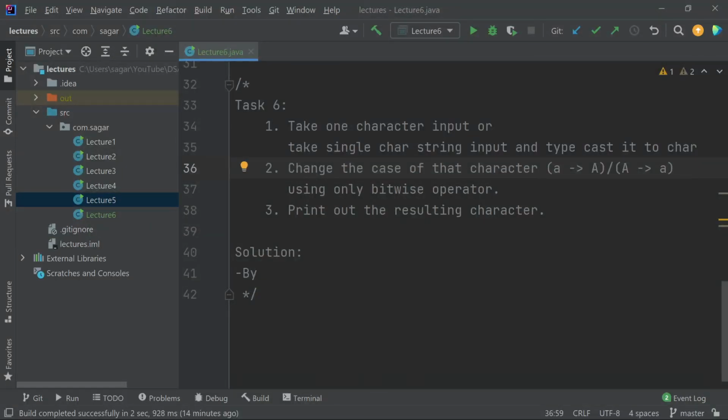I think we have to do some modifications with ASCII values. Okay, but we have to do this only using bitwise operators. Now that is a thing to search. So you have to do some research. You can take help from Google or Stack Overflow and then print out the resulting character.